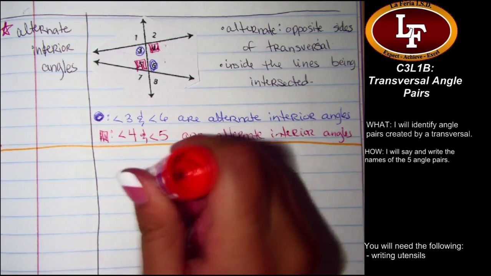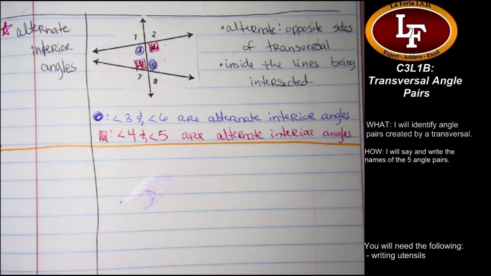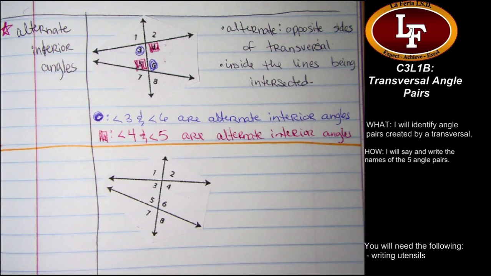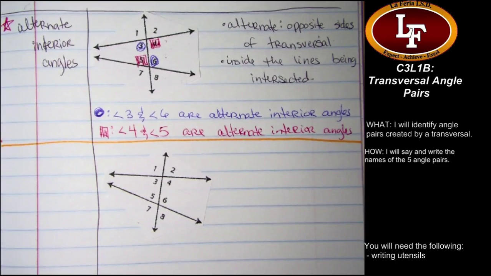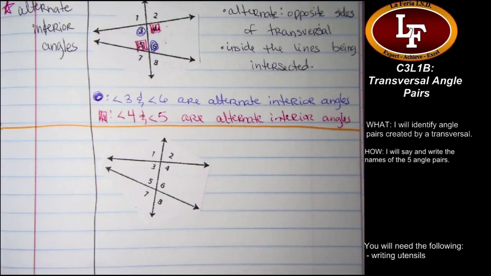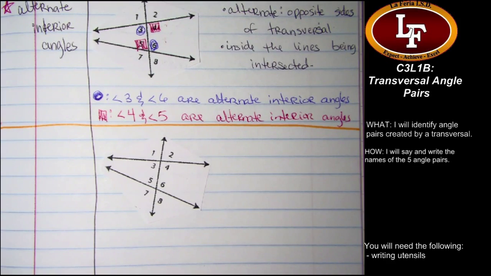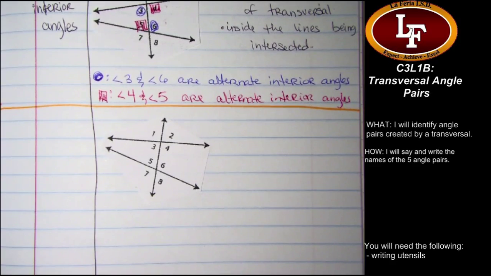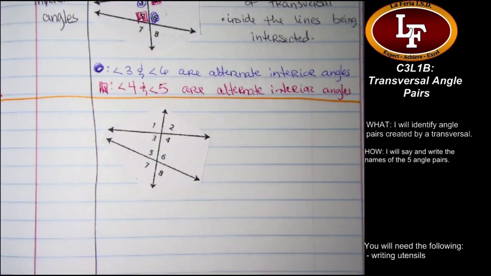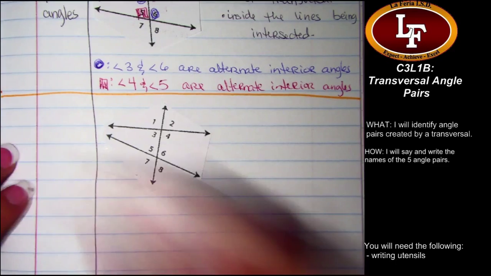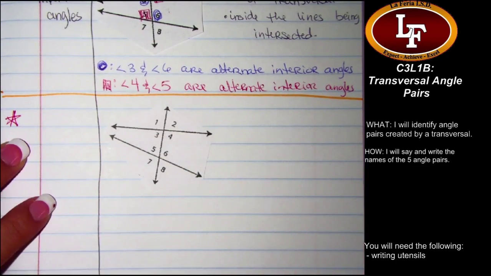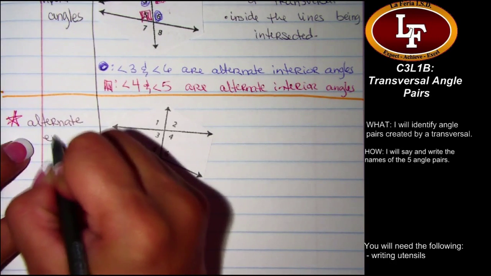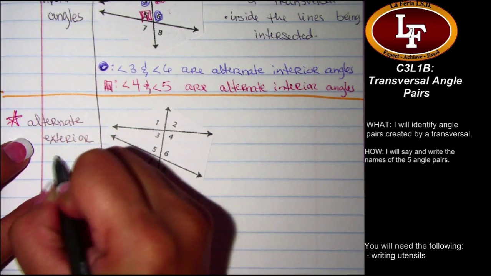We are almost done with notes. We have 2 more angle pairs to look at. I'm going to scroll this up a little bit. All right. The next angle pair is the alternate exterior angles.